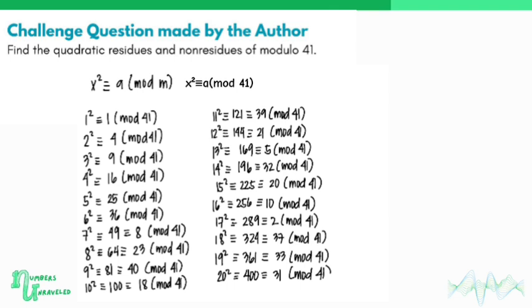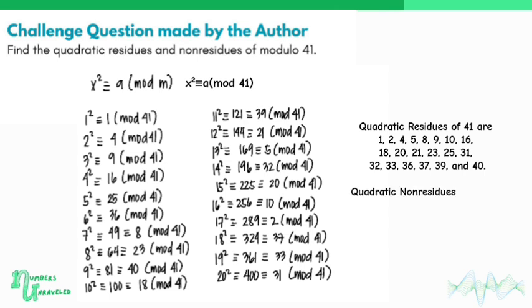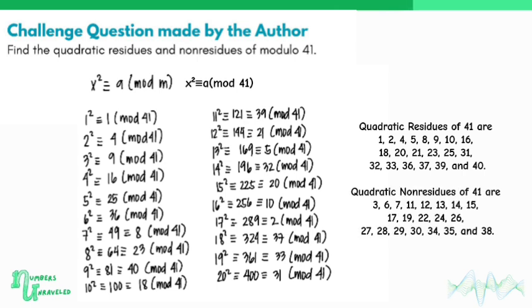Therefore, the quadratic residues of 41 are 1, 2, 4, 5, 8, 9, 10, 16, 18, 20, 21, 23, 25, 31, 32, 33, 36, 37, 39, and 40. Then, the quadratic non-residues of 41 are 3, 6, 7, 11, 12, 13, 14, 15, 17, 19, 22, 24, 26, 27, 28, 29, 30, 34, 35, and 38.